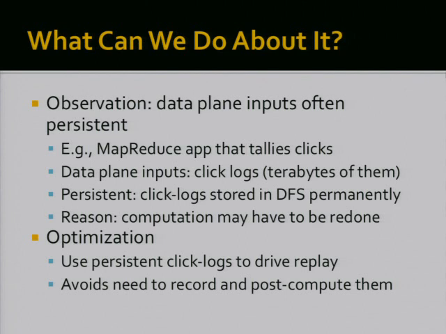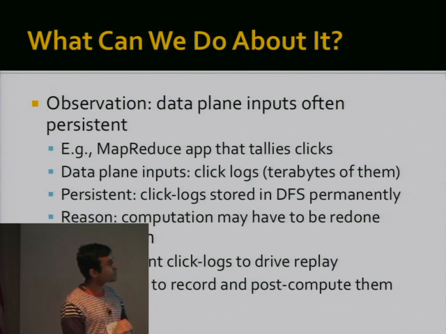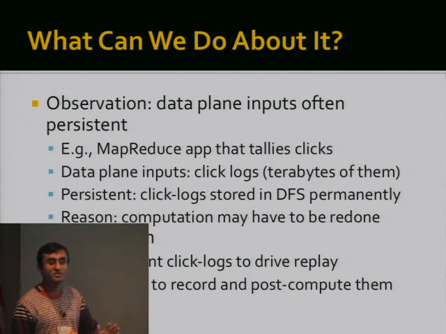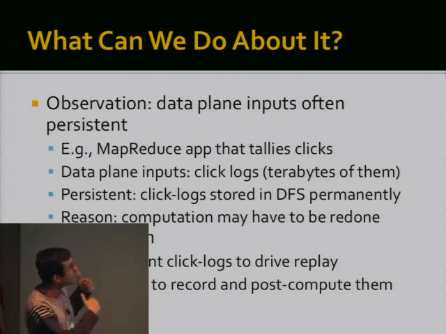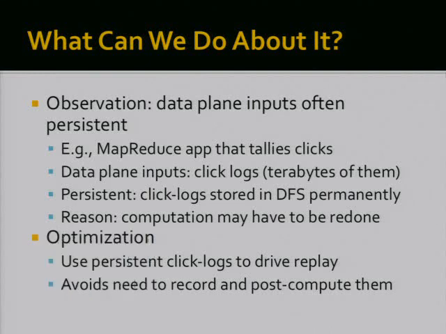The data plane inputs in this case would be the click logs, the data that's being processed, and it's terabytes of this stuff. Now, it's usually kept persistent in some distributed file store because sometimes the MapReduce job is written incorrectly or something goes wrong and then the data has to be processed again. But we take advantage of the fact that the data is there as part of the application execution, and then we can simply reuse it. Hence, we can avoid the need to record and post-compute it altogether. That's a very promising approach that we think can reduce the time to replay.